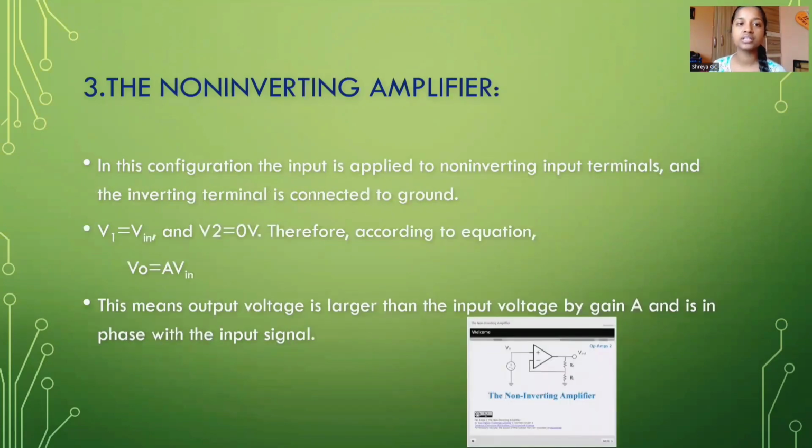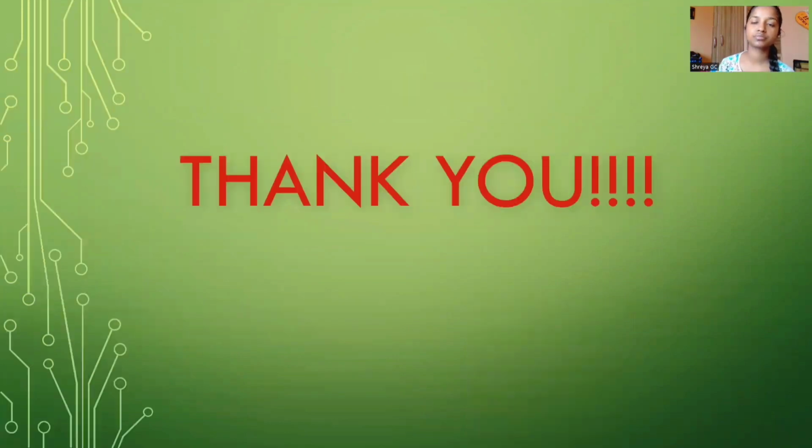The last one is the non-inverting amplifier. In this configuration, the input is applied to the non-inverting input terminal and the inverting terminal is connected to ground. V1 equals Vin and V2 equals 0 V. Therefore, according to the equation, VO equals A Vin. This means the output voltage is larger than the input voltage by gain A and is in phase with the input signal. Thank you.